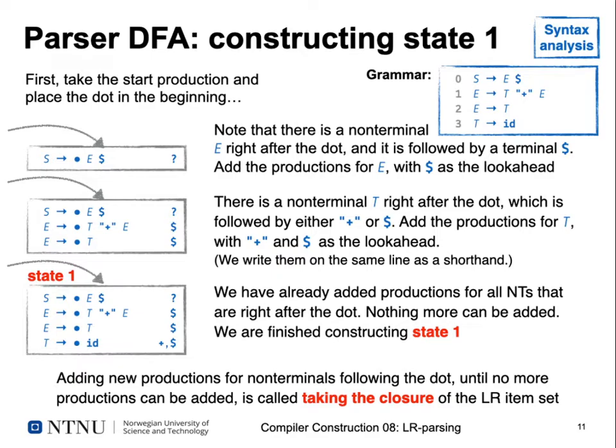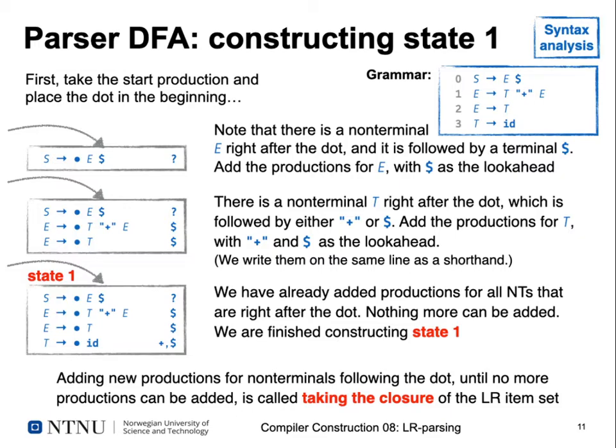So what we can do here is use this shorthand form by writing the symbols that are expected to follow the ID just on the same line, separated by a comma. So we add this one rule here, and we know that if we take a look at this rule, then the next symbol has to be either a plus or the end of the input. So now we have added productions for all non-terminal symbols that are right after the dot, because we don't have any more non-terminal symbols, so nothing more can be added.